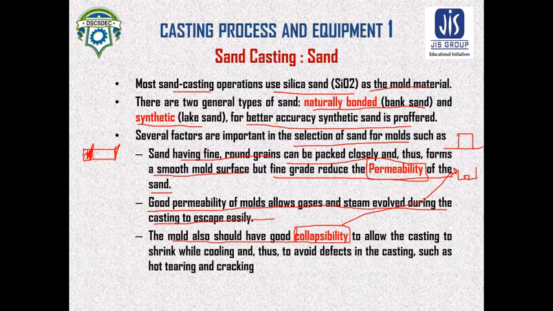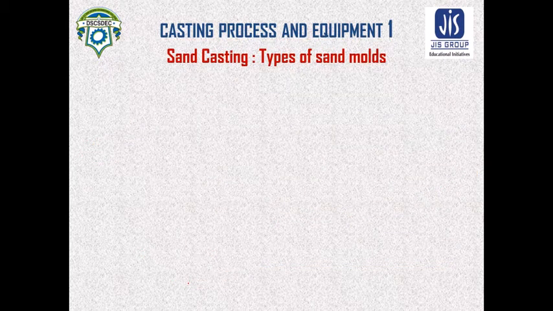When the material shrinks like this, the mold cavity wall should be intact, and this can be given by good collapsibility. Collapsibility allows the casting to shrink while cooling, and thus avoids defects in casting such as hot tearing and cracking. So these are all about sand. Now we will see the types of sand mold.